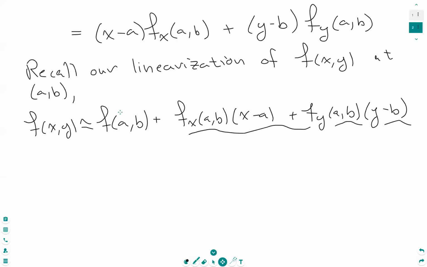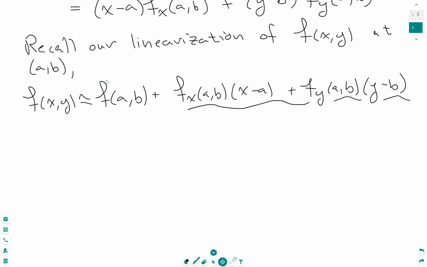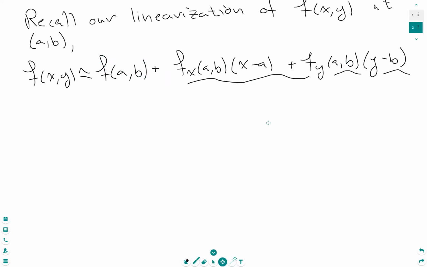So you can imagine if I applied this 0 times, I just get f at a, b. So we get the 0th order, right? We just apply it no times. We apply it 1 time. So what happens if we keep applying this? What happens if we do this twice?